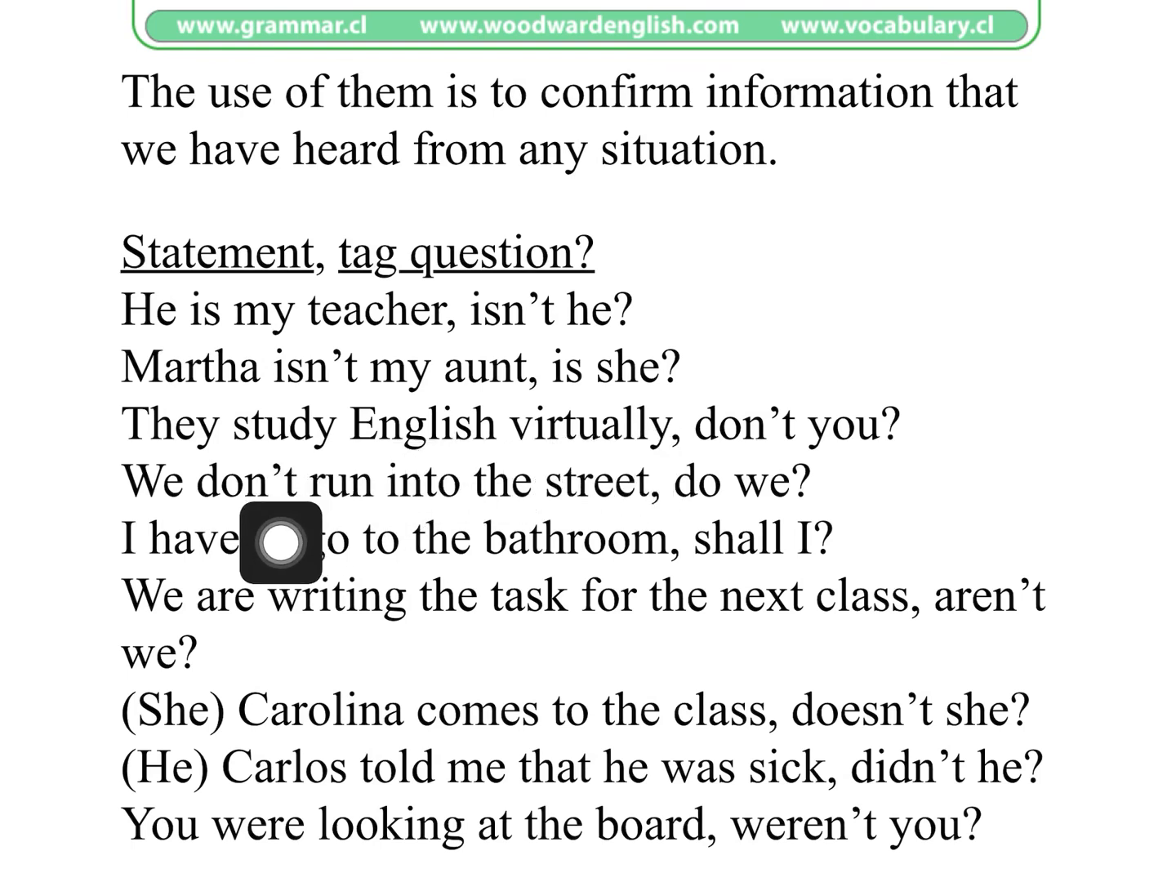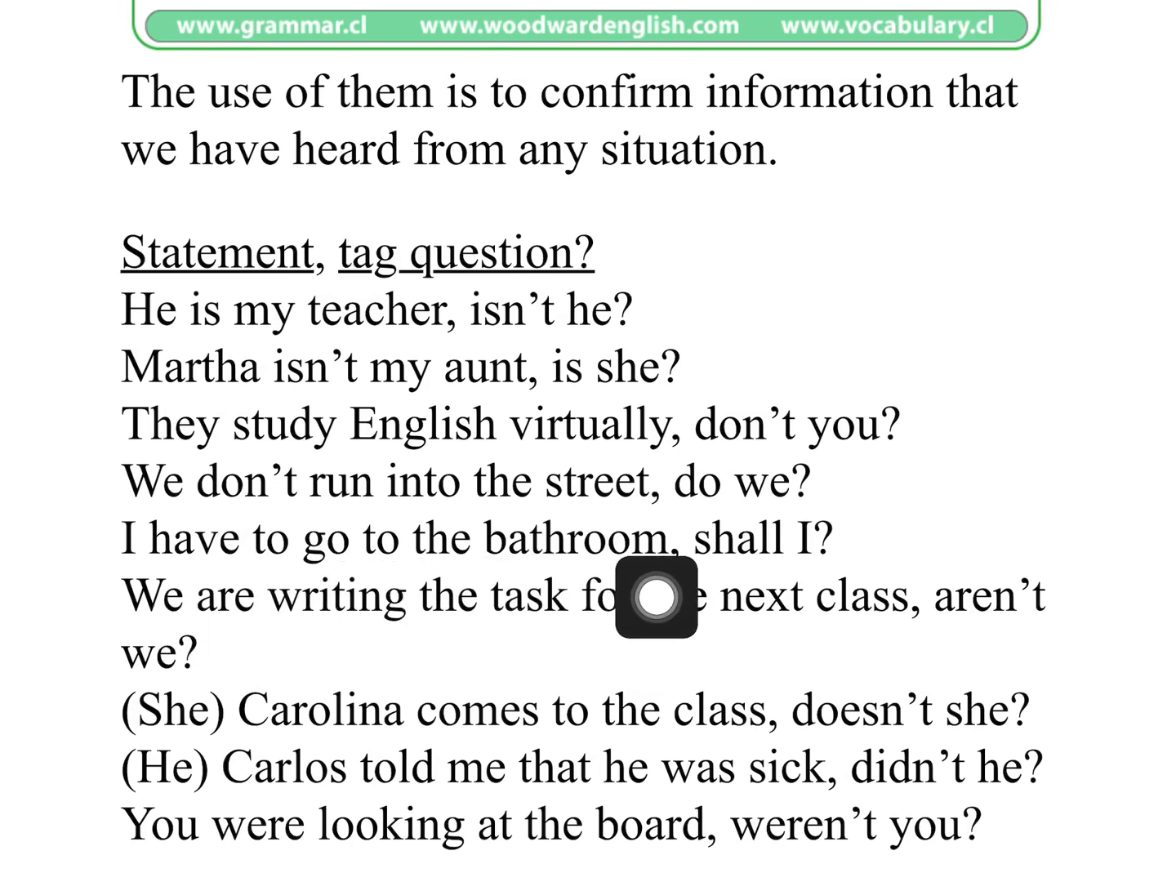So that is the opposite. We start here in negative and we say here in a positive. But why here "don't"? Remember, when we are in the present simple, we have to use the base form of the verb, but the auxiliary verb in negative, that is "don't". For example, I don't, we don't, you don't, they don't, he doesn't, she doesn't. In this case, we don't run into the street, do we? Yes. We have to know.